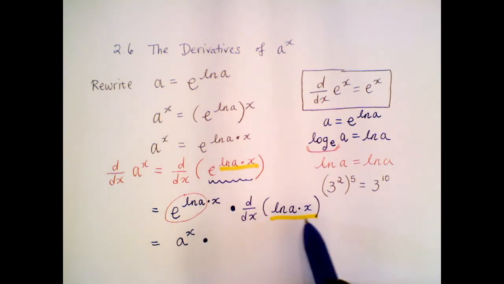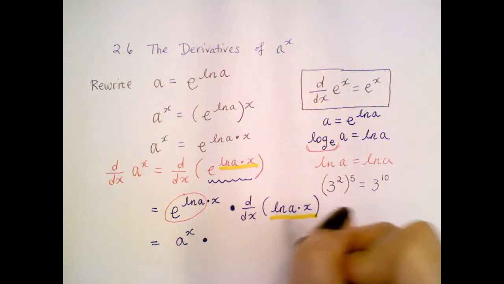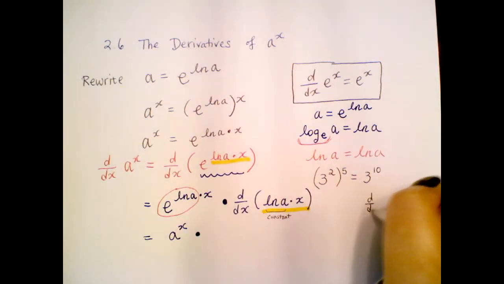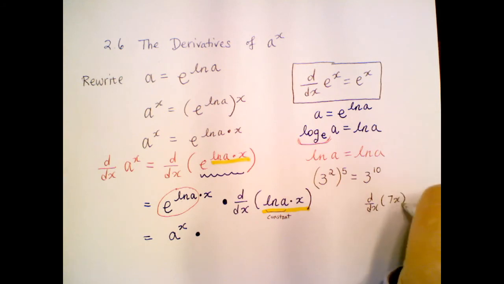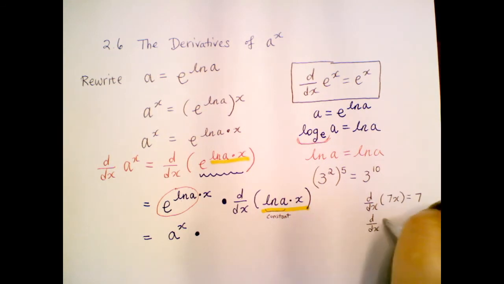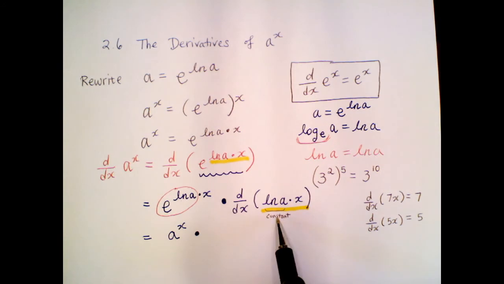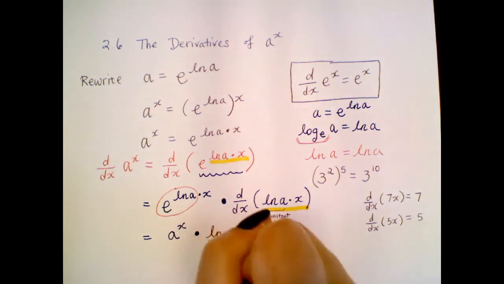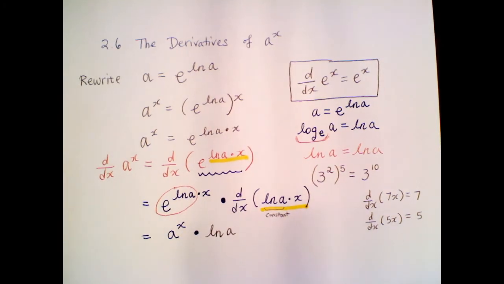This looks confusing, but really, natural log of a is just a constant. It's just a number. So if I ask you to find the derivative of, let's say, 7x, what's that going to be? That's just going to be 7, right? Or the derivative of, let's say, 5x, that's just going to be 5. Now, natural log of a is just a constant, just like 7 and 5. So if you take the derivative of natural log of a times x, that's just going to be ln a. That's it. This is it.